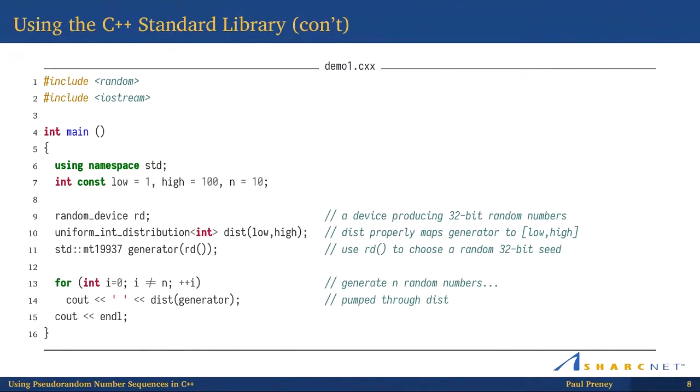Because the distribution object does not store the random number generator in it. Instead, when you call the function call operator of distribution, you pass in the generator. And that's what you see on line 14. And that will generate the random number for you, properly mapped into the distribution you're using. So the distribution here is a uniform distribution, so it's going to be mapped properly from whatever the random values are generated from in the generator into values from 1 to 100.